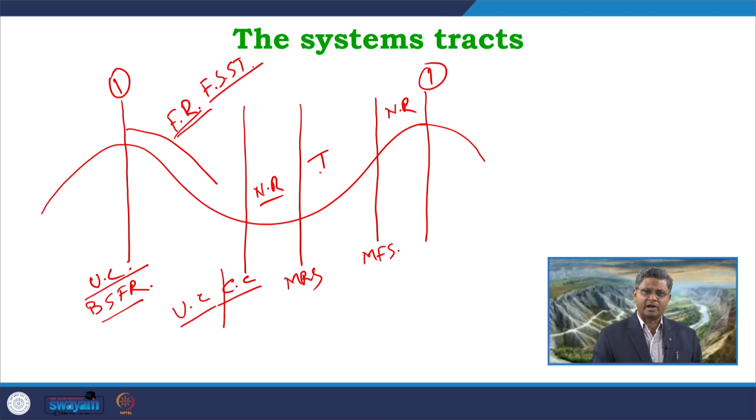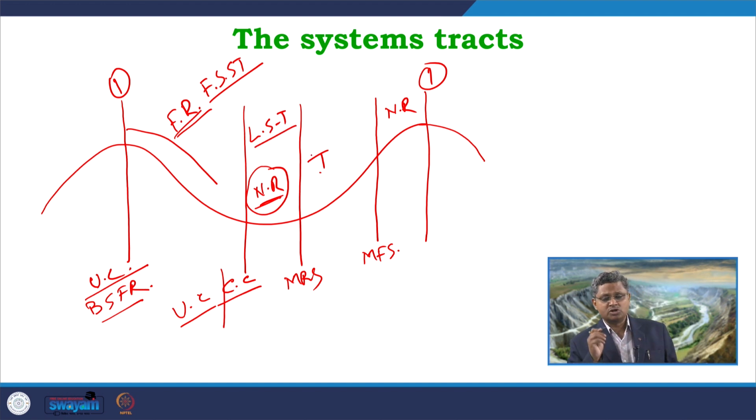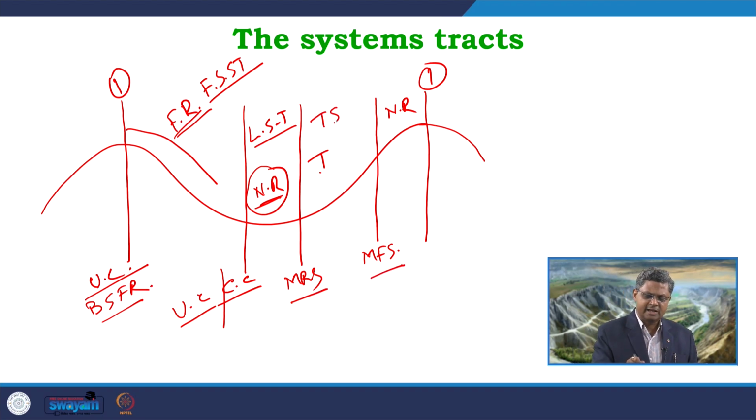Similarly, those depositional systems associated with this phase of normal regression are commonly called the lowstand systems tract, LST. Similarly, those depositional systems associated with transgression, bounded by MRS and MFS, are identified as TST, or transgressive systems tract. And similarly, when we look at the MFS to the next unconformity or BSFR, the next normal regressive package is called the highstand systems tract.